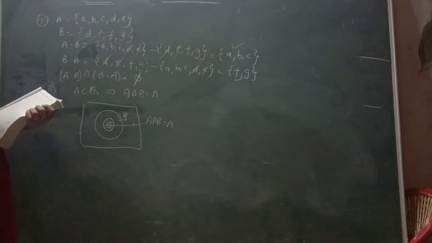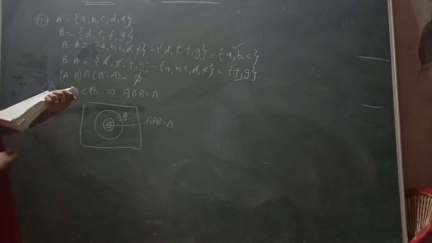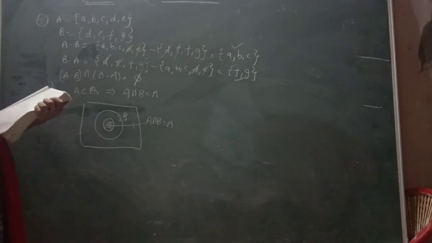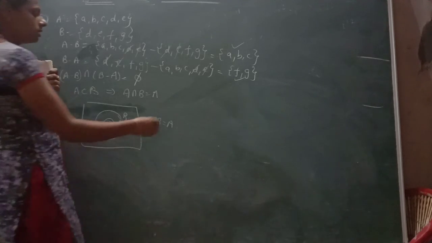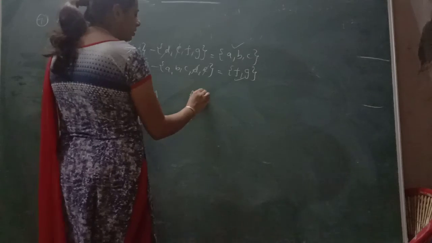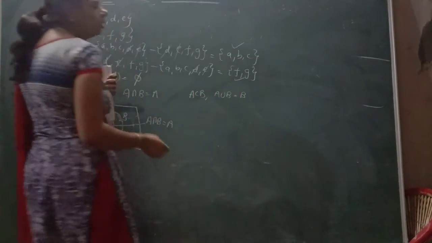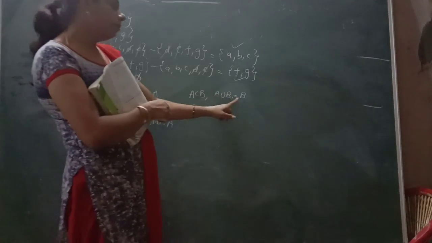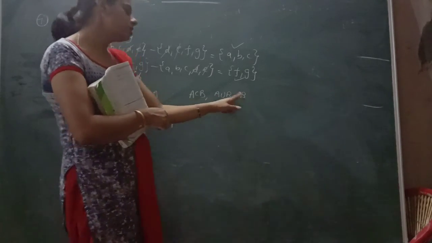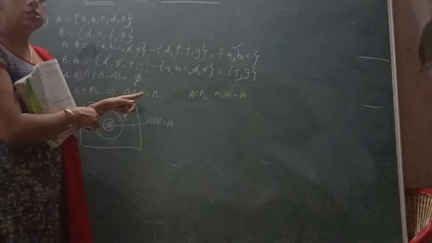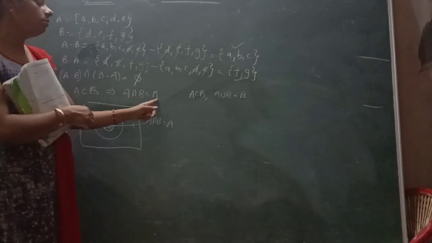Now come to the second part where A is contained in B and you have to show that A union B must be equal to B. In the union, you will always see that the biggest set will be your answer, and in the intersection you will see that the smallest one will be your answer.